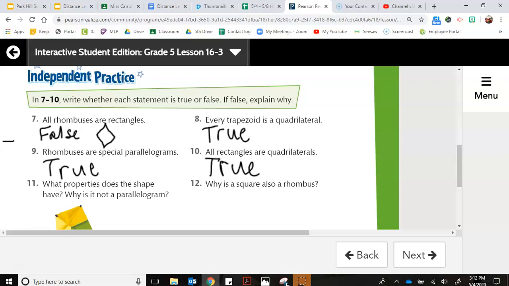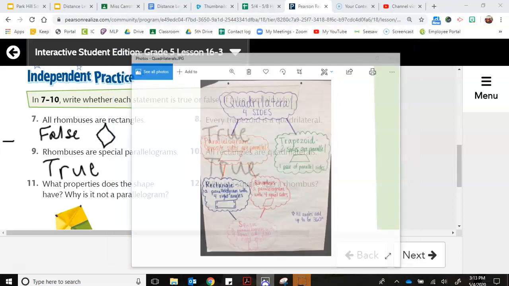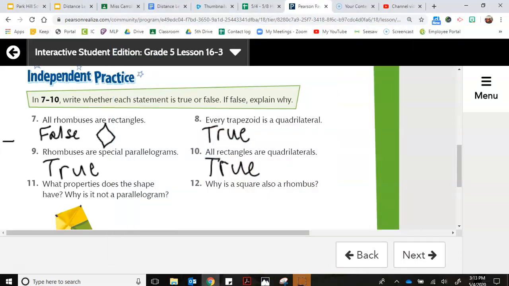Okay. Let's do number 12. Why is a square also a rhombus? So I'm going to pull up this one for this one. So a square has four equal sides and four right angles. A rhombus has four equal sides. So that fits into the definition because a square does have four equal sides. Okay. So a square is also a rhombus because it has four equal sides.